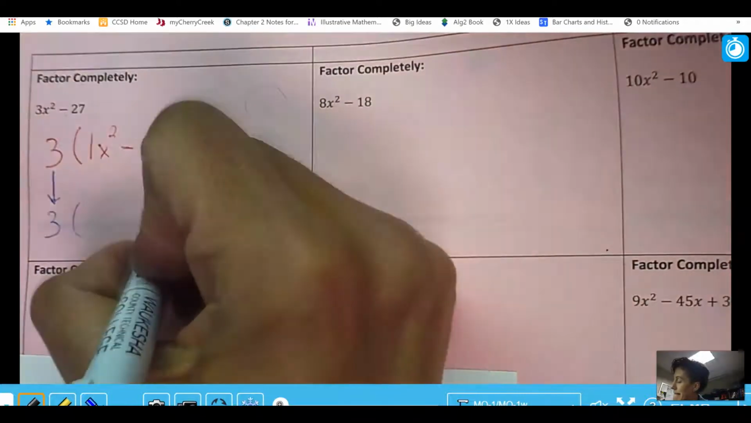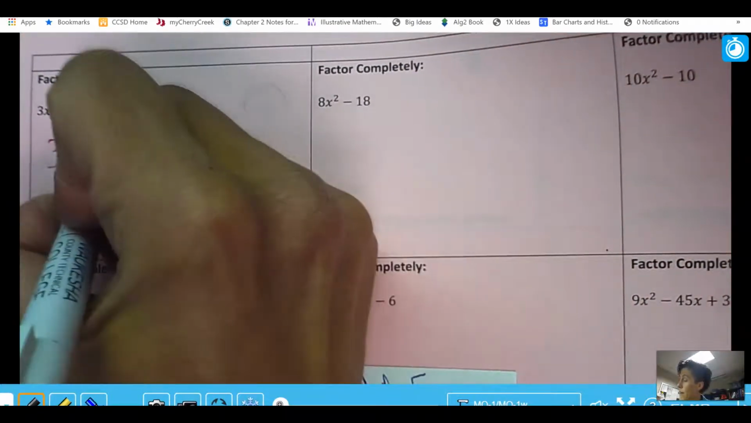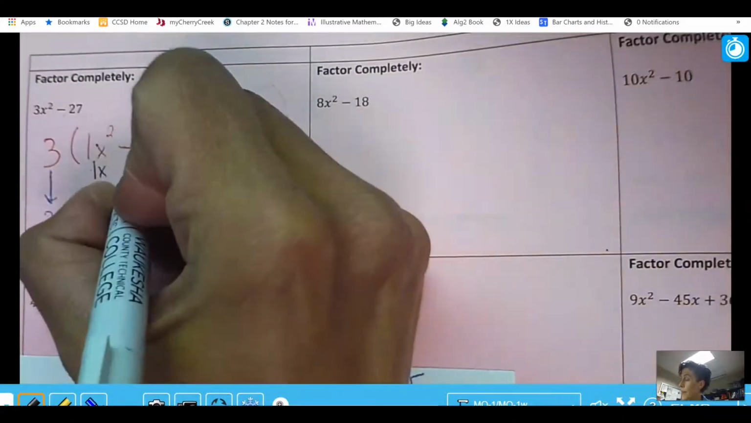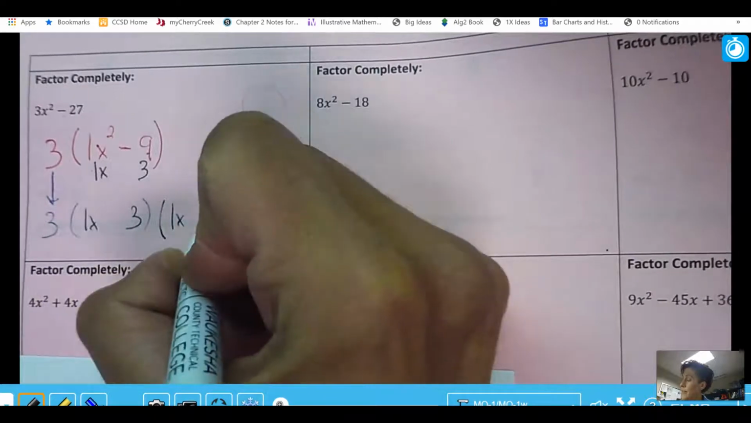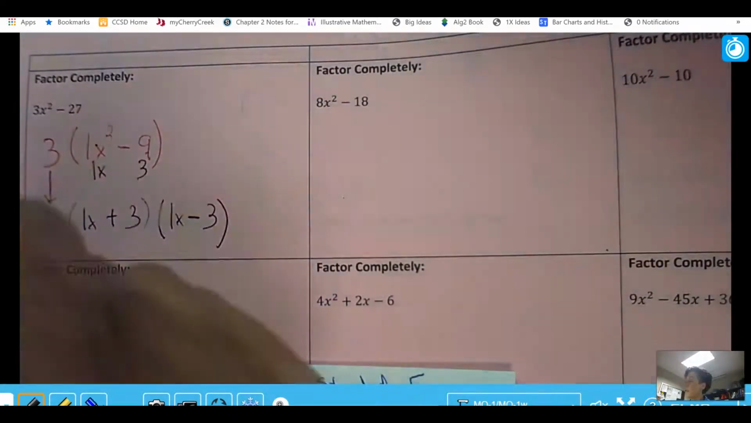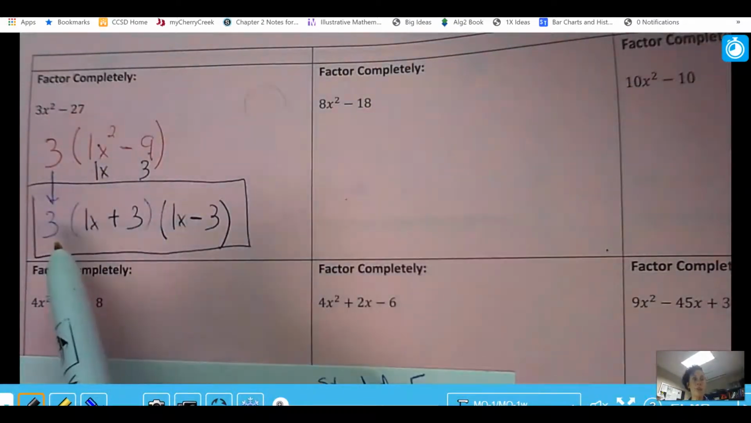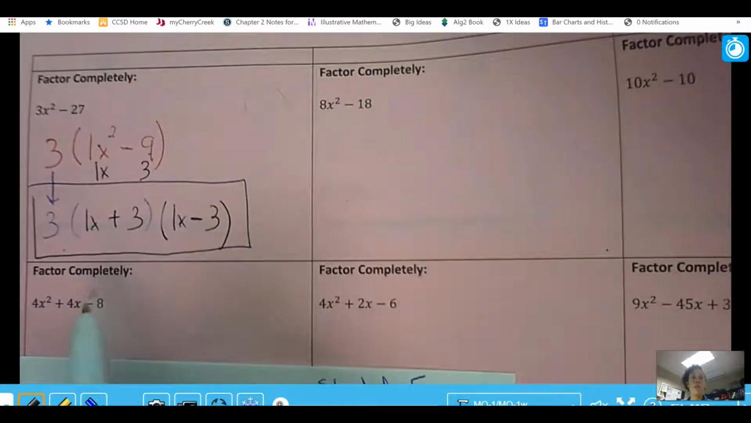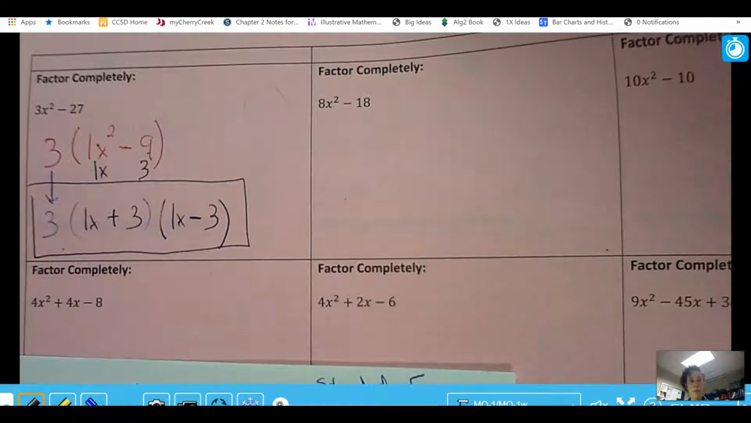And I'll take the square root of 1x squared, which is 1x, and I'll take the square root of 9, which is 3. They will fill my factor parentheses, and I'll put a plus with one and a minus with the other. So this is your final factored form, and we actually have 3 factors: 3, 1x plus 3, and 1x minus 3. And so your job is to do those 2.